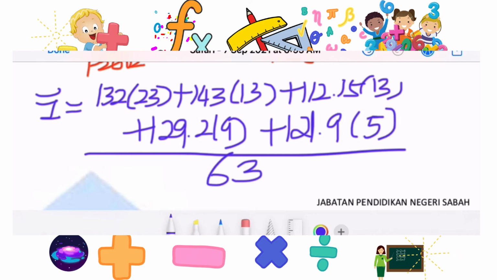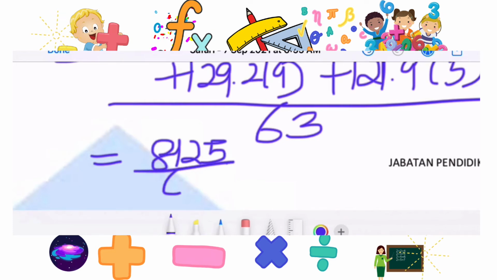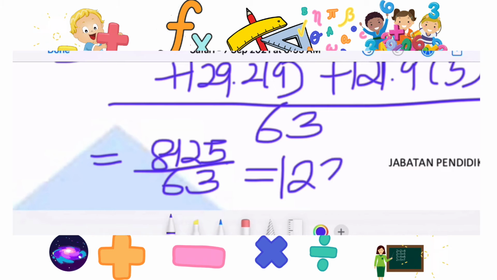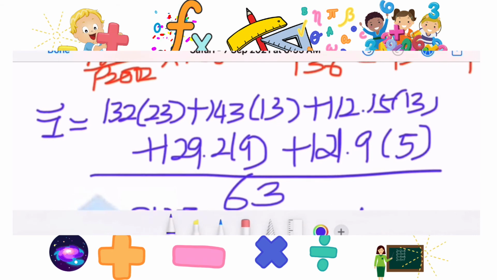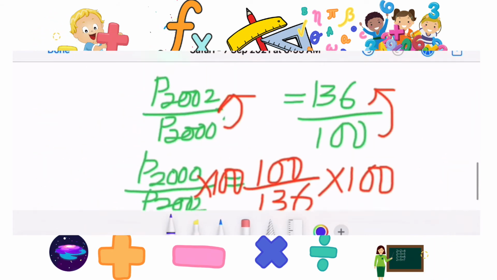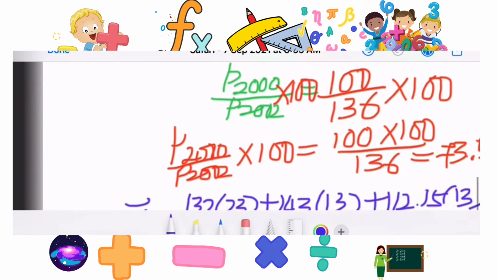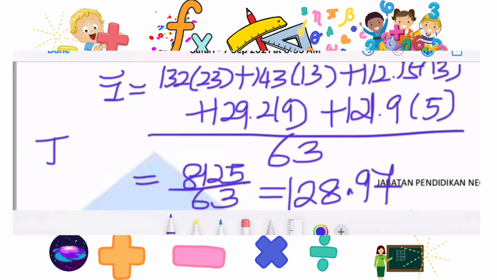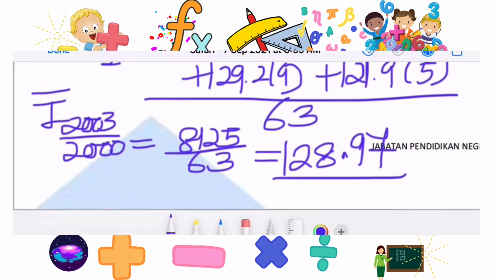weightages, which is 63. Finally, our answer will be 8125 divided by 63, and the answer is 128.97. That is how we calculate the composite index after the year changed to 2003 based on 2000. So we can write this as I 2003 based on 2000. That's how we solve the composite index.